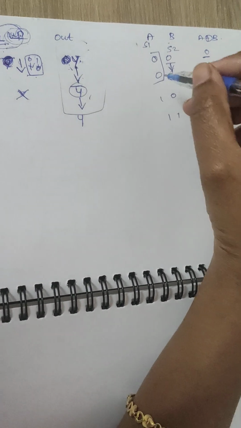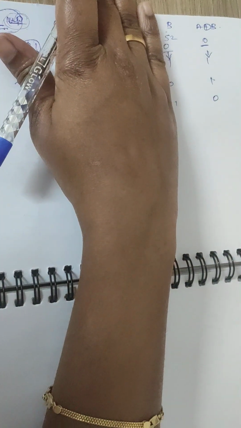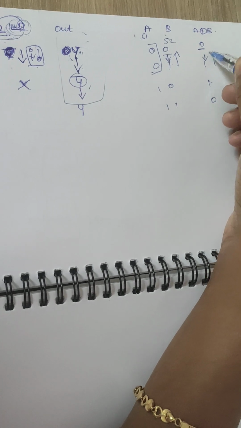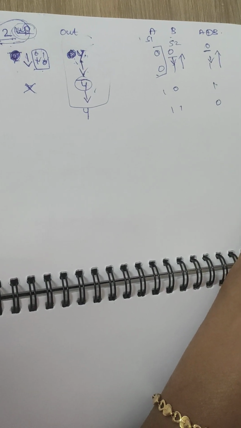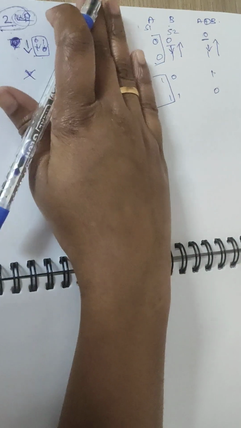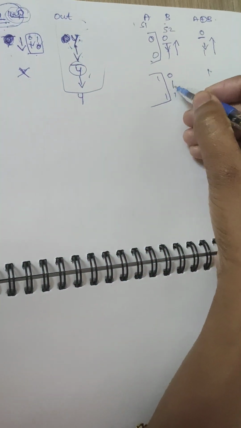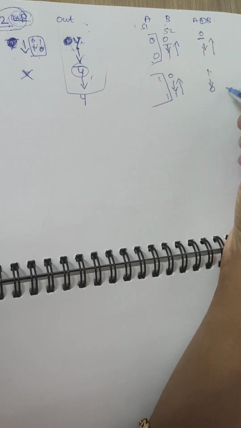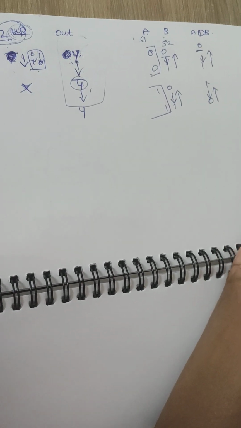Okay, then similarly, if we are not touching this one and I change this from 1 to 0, my output will also go from 1 to 0. Same like that, if you see this, this is already in the on condition, so if I go from 0 to 1, the output will go from 1 to 0. If I go from 1 to 0, the output will go from 0 to 1. This is what will happen.